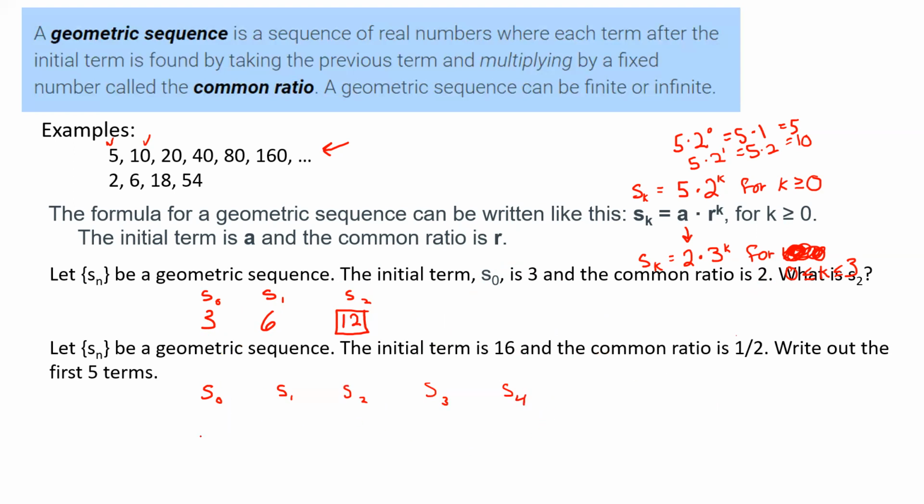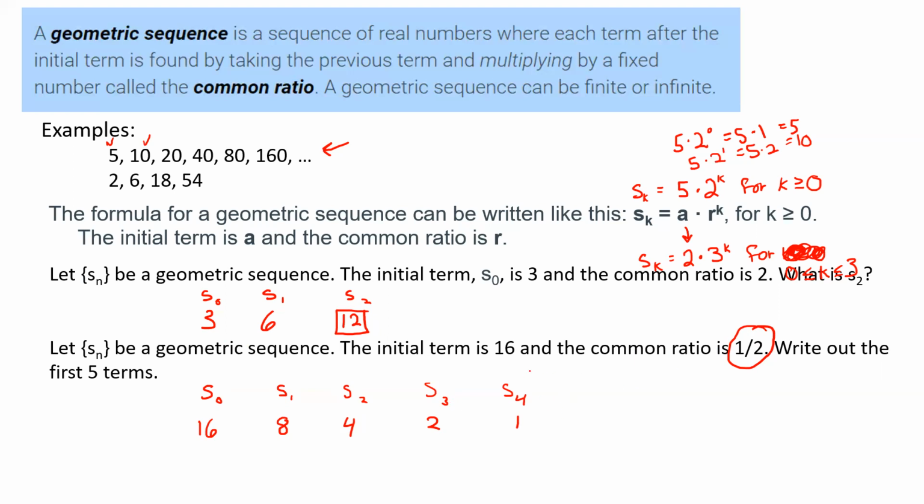Okay, so the initial term is 16. Then each time, to get the next term, we just multiply by the common ratio, which is 1/2 this time. So 1/2 times 16, that's the same thing as dividing by 2. So we're going to get an 8. Then 8 times 1/2, I get a 4. 4 times 1/2, I get a 2. 2 times 1/2, I get a 1. Now that's all they ask us to write.